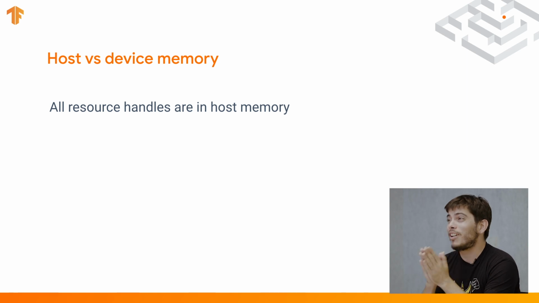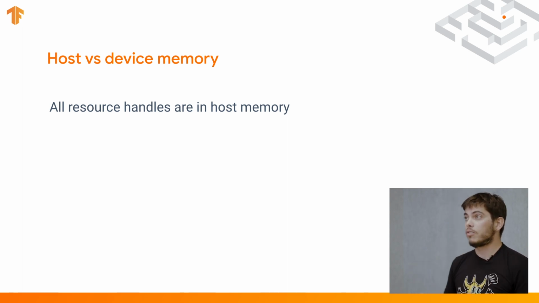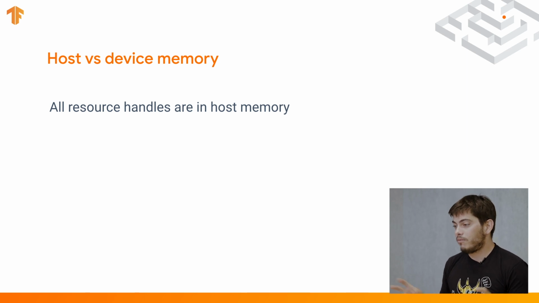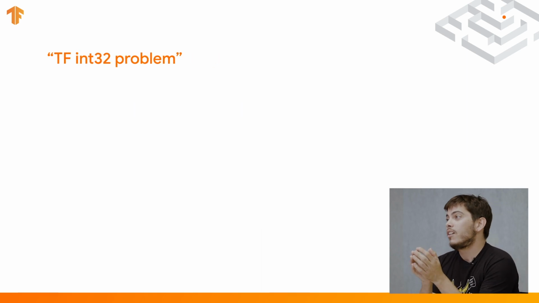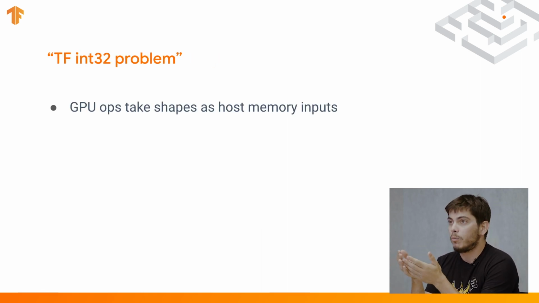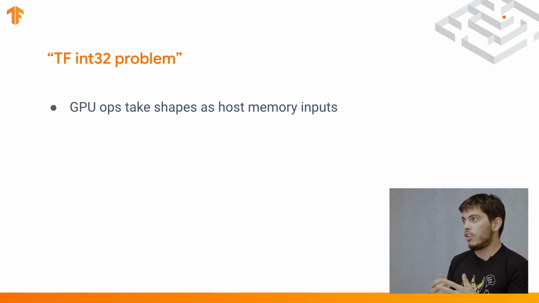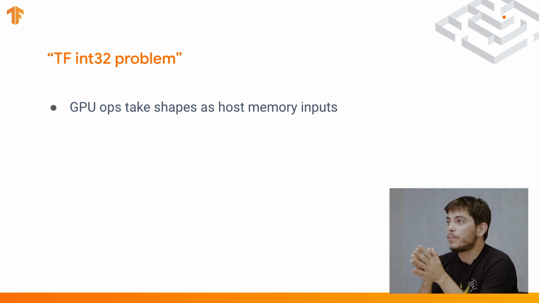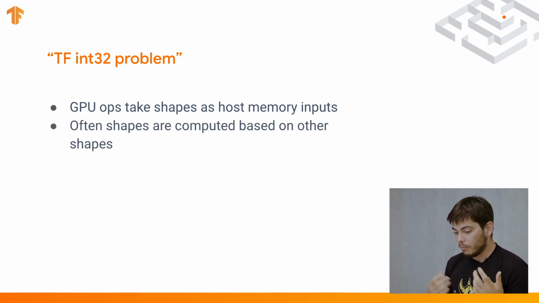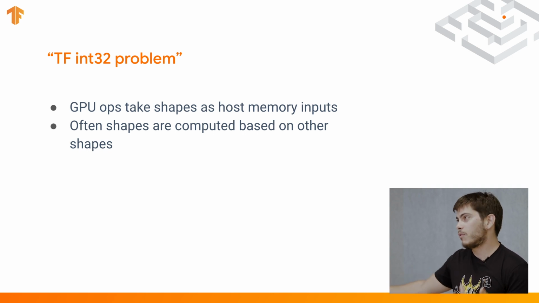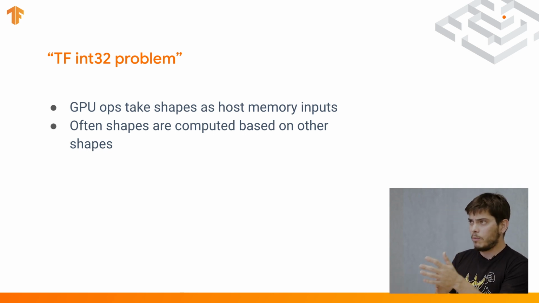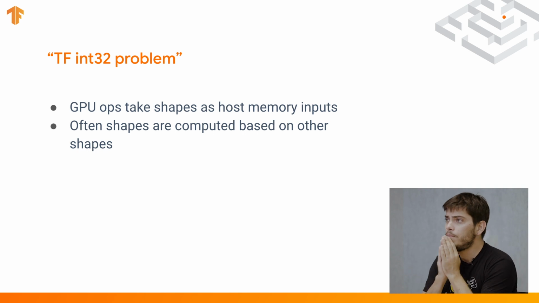But this has a very sad, unintuitive consequence that we need to fix, which I call, and I think other people call it, just like the TF int32 problem, which is that most of the things that GPU ops take as host memories are shape related. Things like fill and zeros and random normal, they all take a shape and they fill that shape with whatever values you want. But the shapes are not static. They're often computed based on other shapes. The simplest case is when you just use zeros_like or something like that, where you take a tensor, take its shape, and use that shape to fill in another tensor. But sometimes you're going to reduce some dimensions on the shape, broadcast, do some other things.